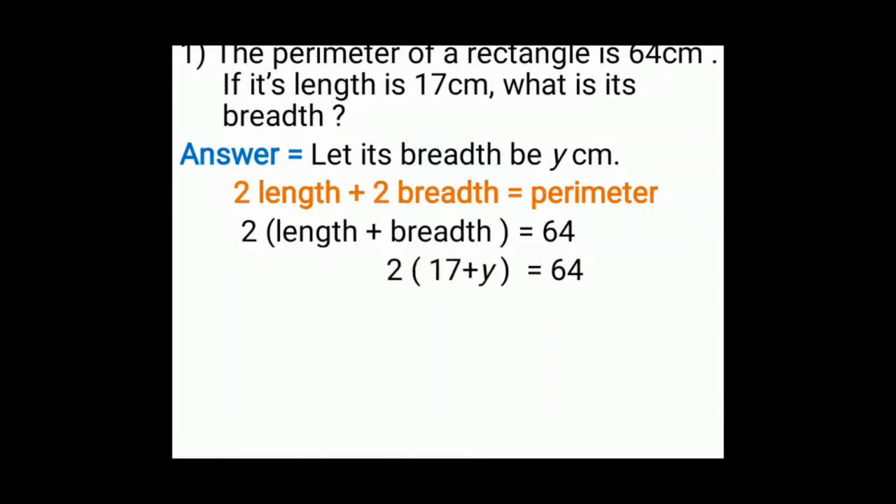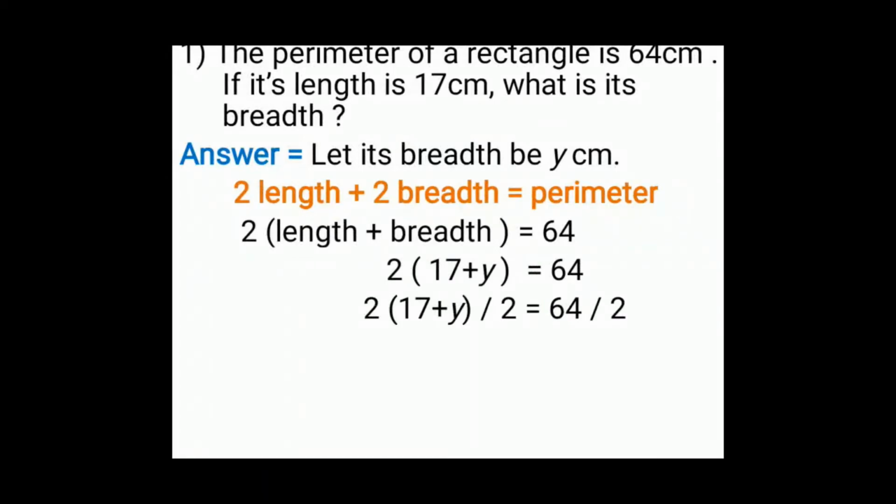The formula, as I already explained for the rectangle, is 2 into length plus 2 into breadth. I take 2 as common, then the bracket will be length plus breadth, with 2 as it is. The perimeter, already mentioned in the example, is 64 centimeter. Length is 17 centimeter plus y, because we assume the breadth is y.